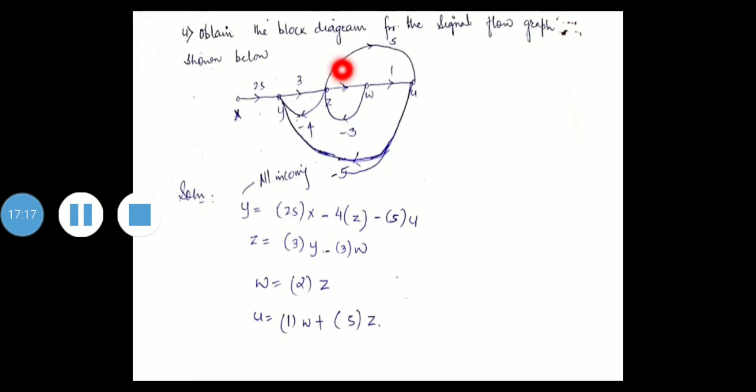Next we'll go for Z. For Z we have 3 into Y minus 3 into W. Next we'll go for W. For this W we have 2 into Z, only this one, since they should be incoming to that node. Then U is equal to W into 1 plus 5 into Z.